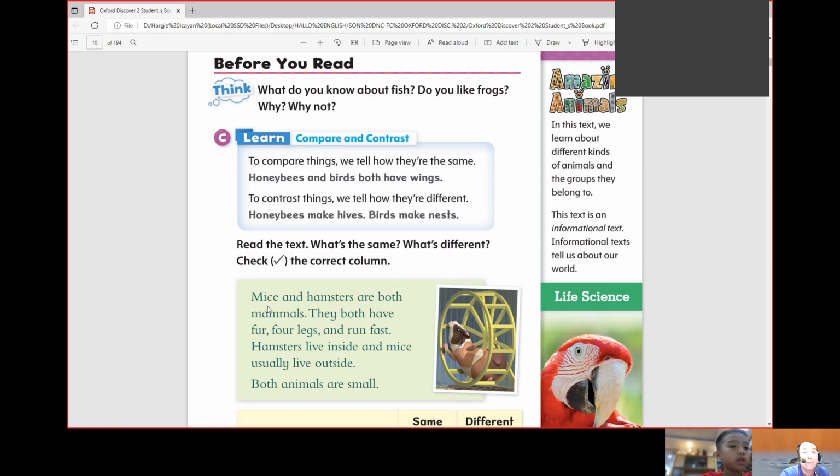Mice and hamsters are both mammals. They both have fur, four legs, and run fast. Hamsters live inside and mice usually live outside. Both animals are small. Okay. Now, can you tell me the comparison of the mice and the hamsters?